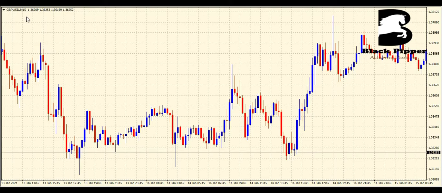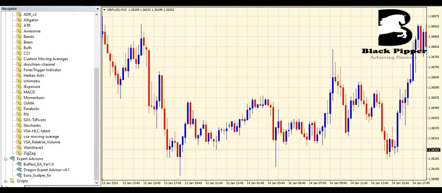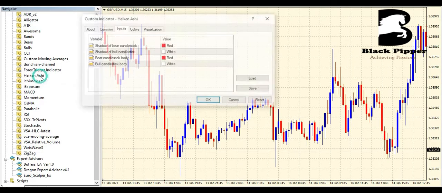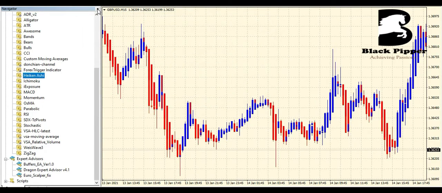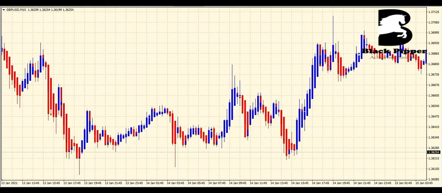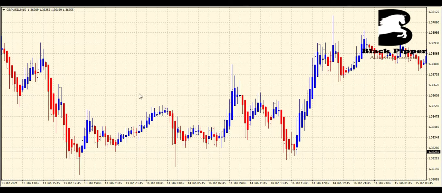So what we do, we go to the navigation panel and choose Heiken Ashi here. I recommend, or you can choose the color of your own choice, but I use red for the bearish candle and blue for the bullish candle. After selecting the color, I choose the bar chart. When I choose the bar chart on the top menu, it gives you a very smooth directional chart.